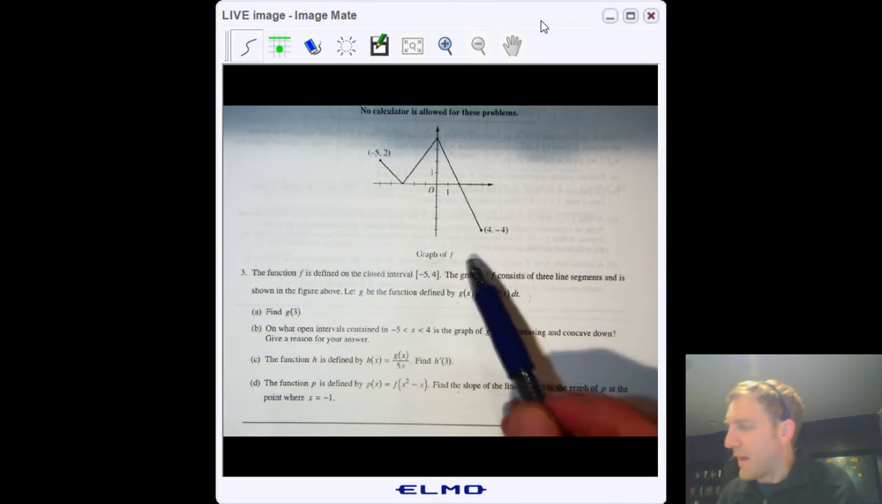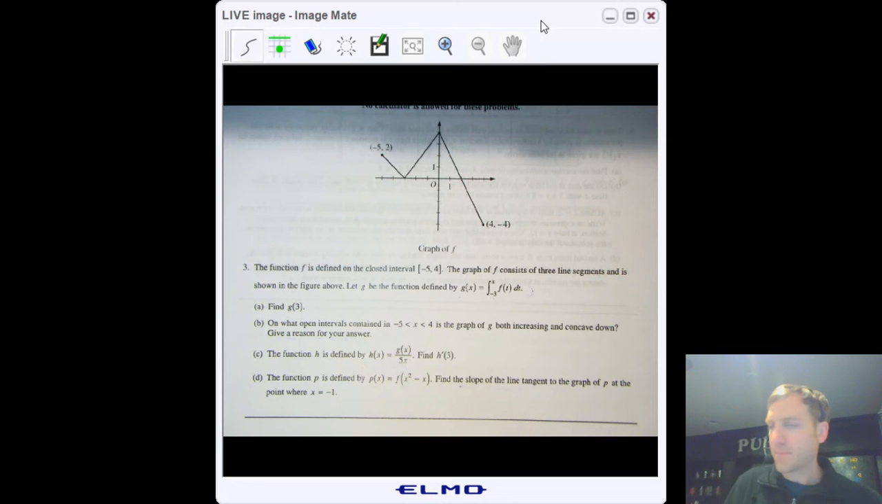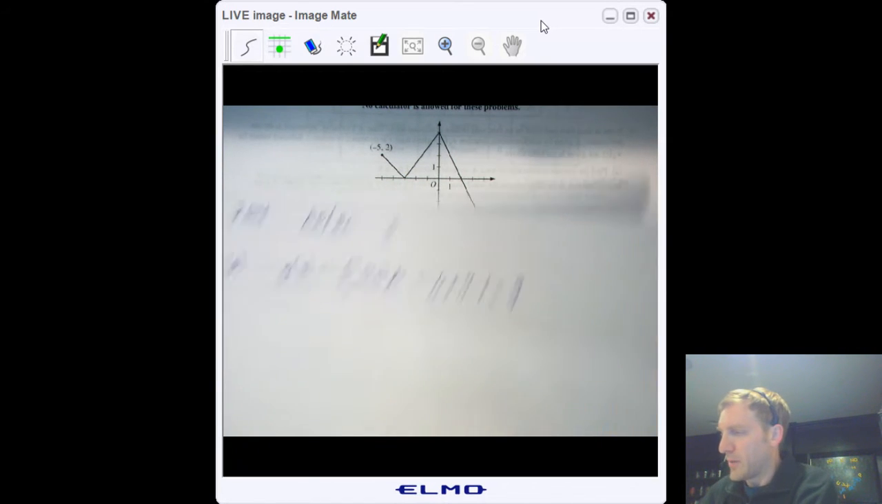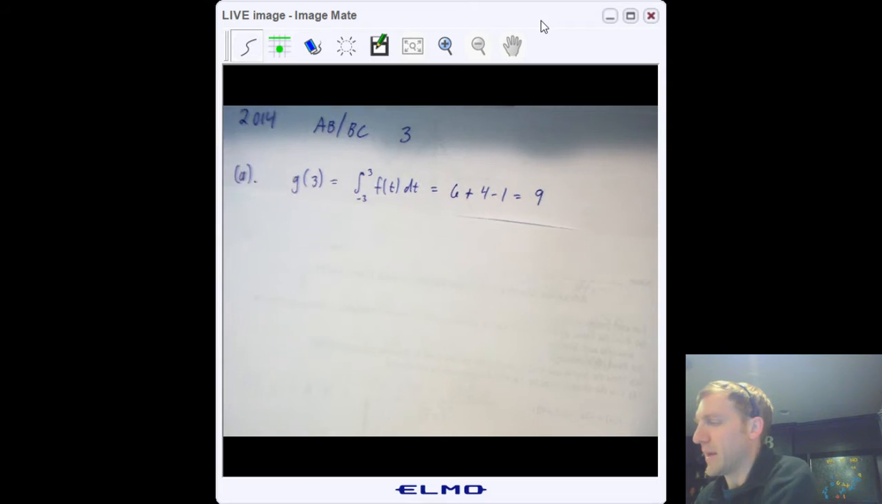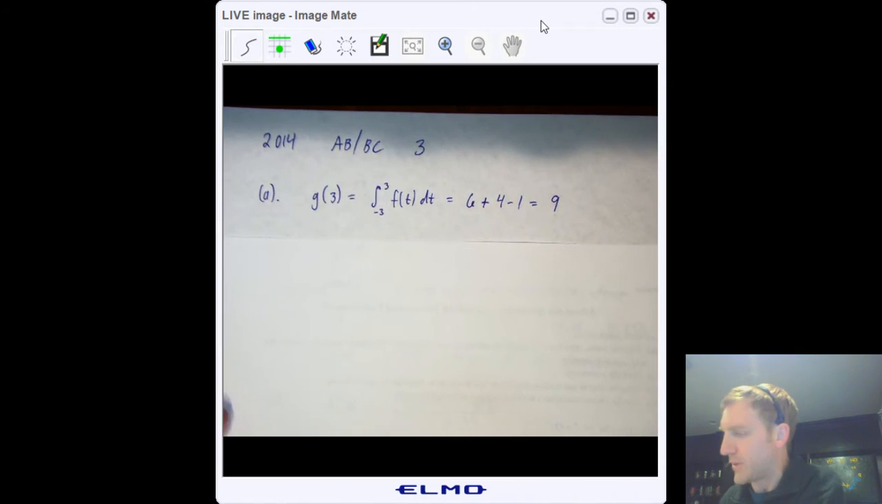It gives you a graph of f, defines g as the integral from -3 to x of f of t, find g of 3. Pretty straightforward there. g of 3 is just the integral from -3 to 3, so just find the area under that curve, top minus bottom, from -3 to 3, and you get 9.